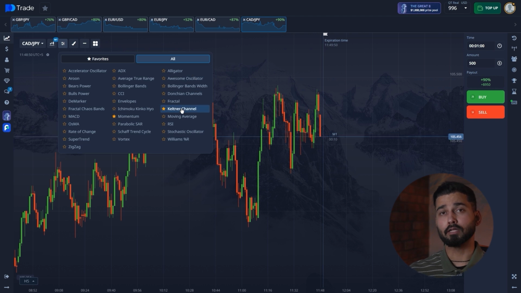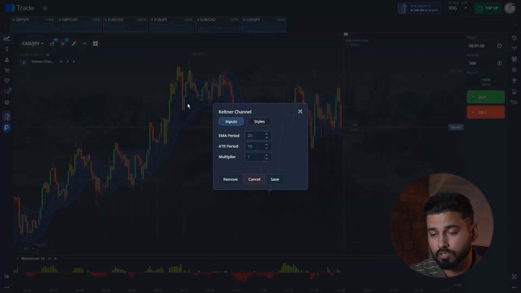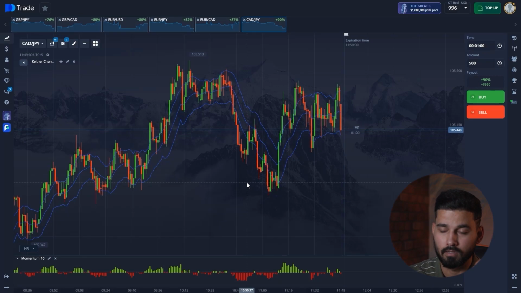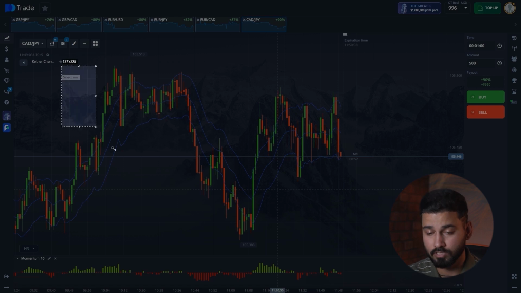Let's set up my student Arthava's setup. Follow my lead. Add the channel indicator and the momentum on the chart. For the channel, set the EMA period and remove the background fill. Done. We leave momentum as it is and move straight to analyzing the signals.